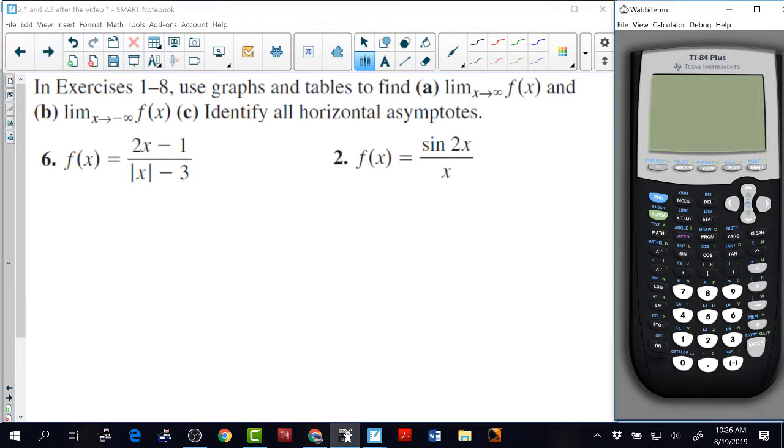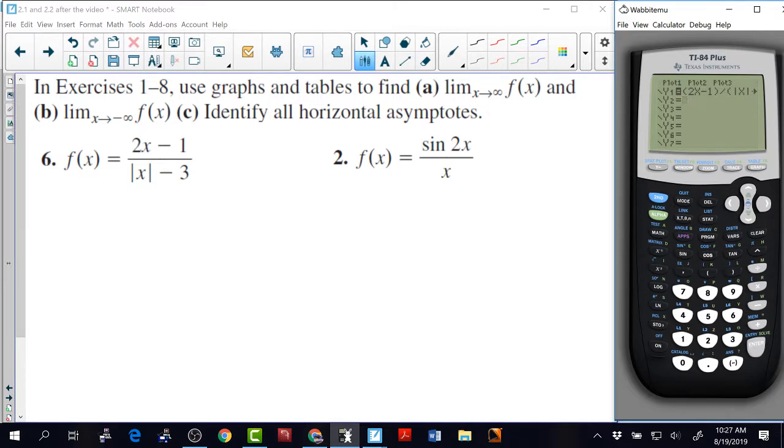Let's look at the first equation. We have number 6. Go to y equals 2x minus 1. We're going to divide that by absolute value, in math and num. So if we go to math and over to num, absolute value is the first one. So absolute value of x, and then minus 3. Enter.